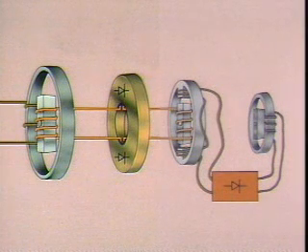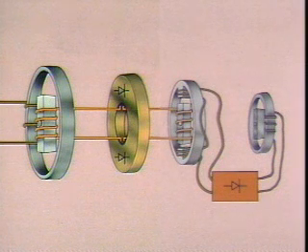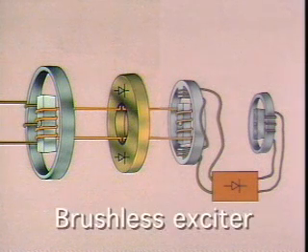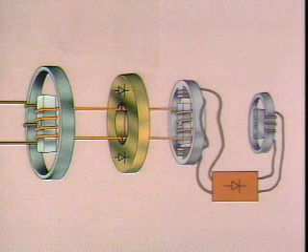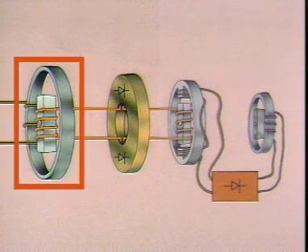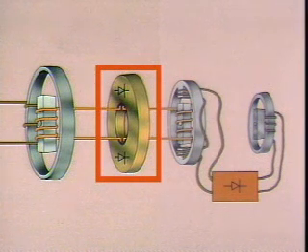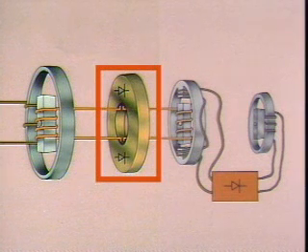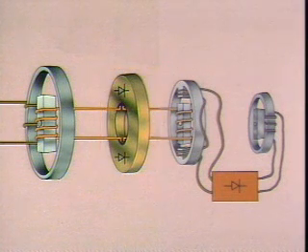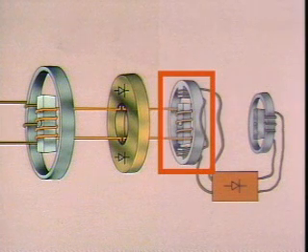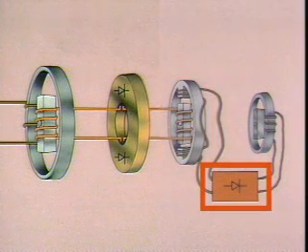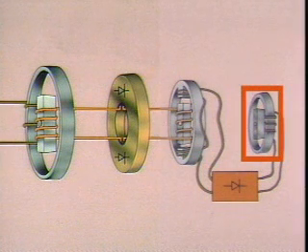Notice in the illustration of this generator and exciter system that there are no brushes or slip rings. That is why this is called a brushless exciter. This part of the system is the generator. This component is a rectifier bank that is mounted on the shaft and rotates along with the generator and exciter rotors. The system also includes an exciter, a stationary rectifier bank, and a device called a permanent magnet generator.